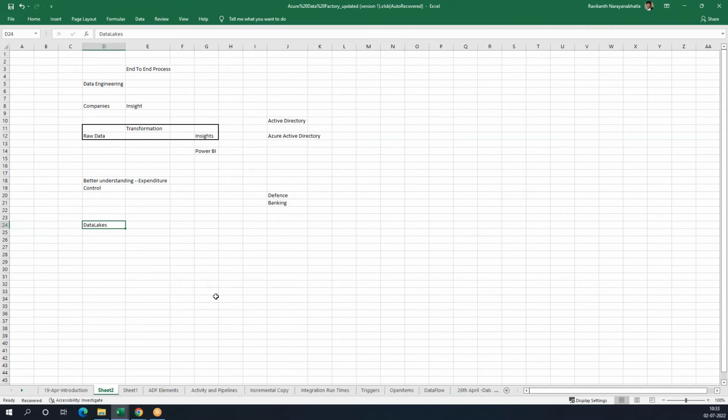Okay, so why am I talking about this data lake? We have something called Azure Data Lake, in which we'll be talking about the ingestion process.